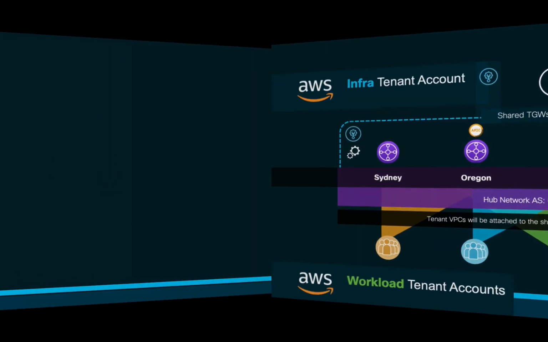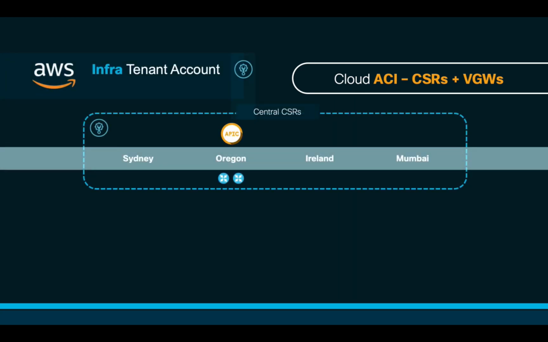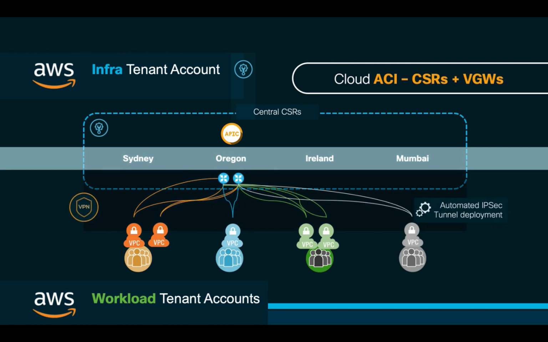Now, if you choose to run CSR 1000Vs and VGWs instead, Cloud ACI will automate the deployment of at least 2 CSRs in a specific region. All the different tenant VPCs will communicate through them through an automatically provisioned VGW. ACI will take care of all the necessary IPsec tunnel setup and routes.